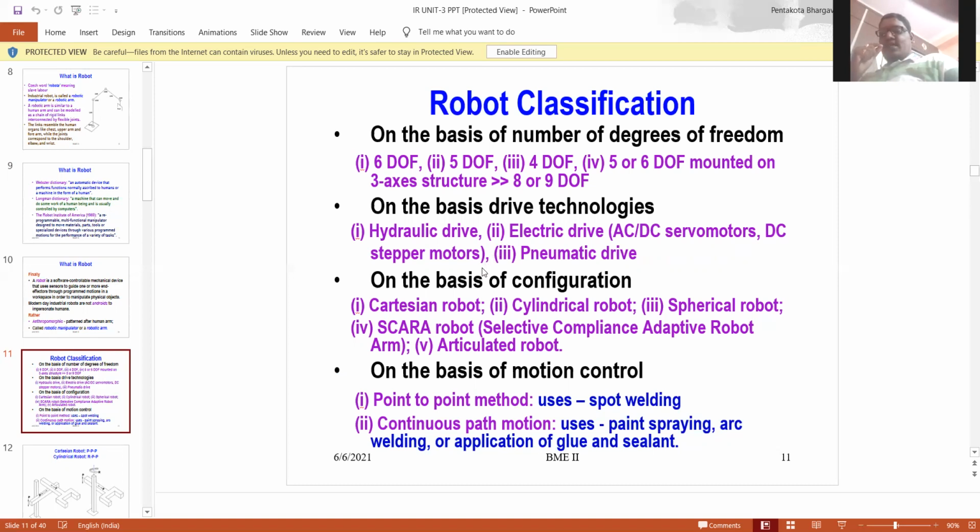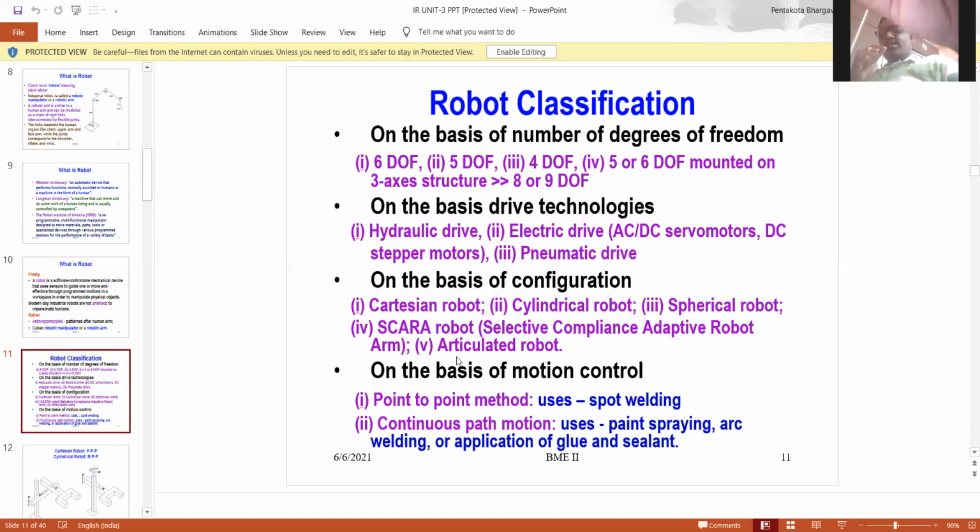It is in the material handling system. You can use these terms also. And next, on the basis of configuration, one is the Cartesian, second one is the cylindrical, third one is the spherical robot, and fourth one is the SCARA robot. SCARA is also known as the Selective Compliance Assembly Robot Arm.